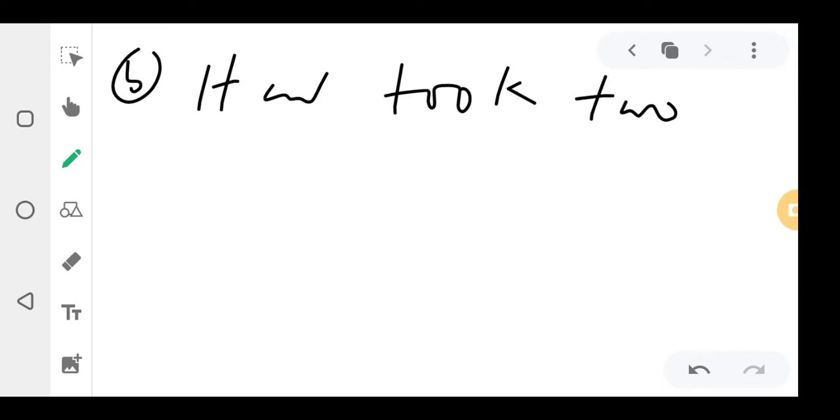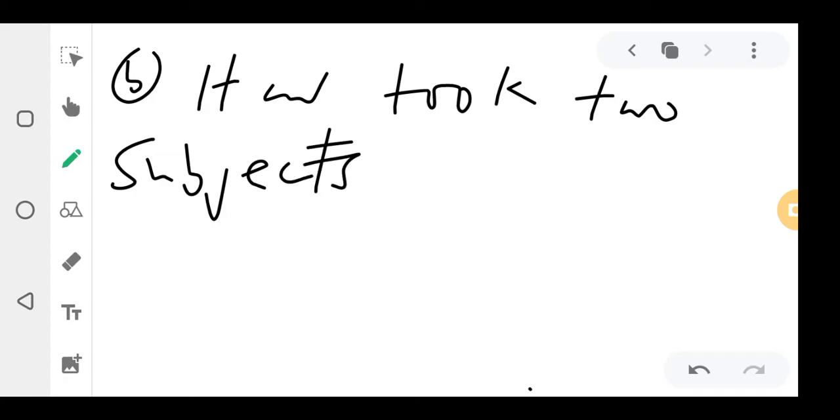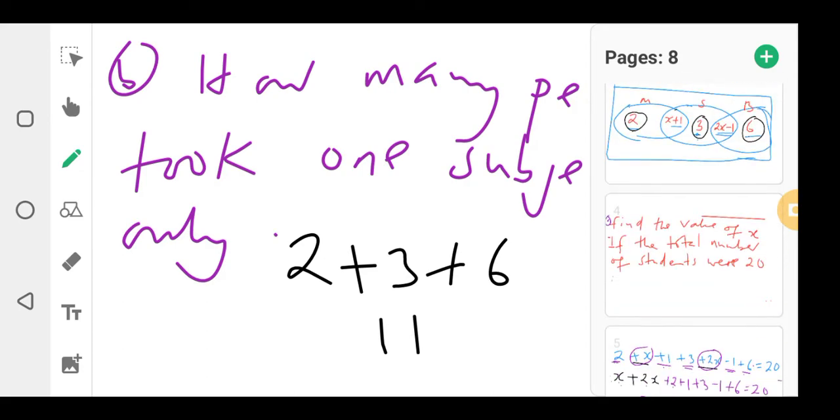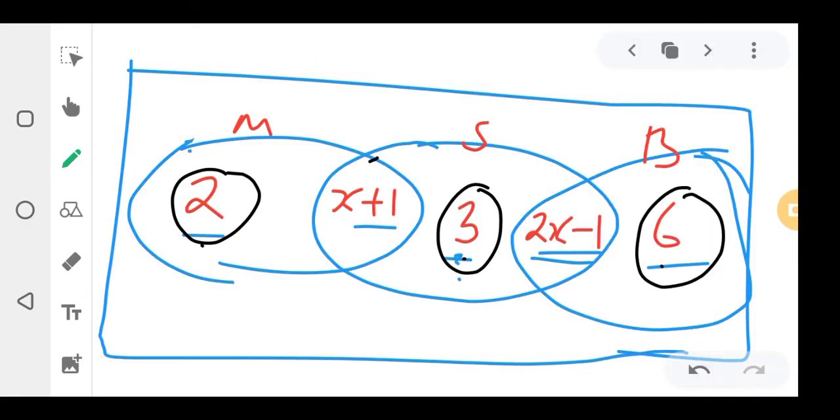Okay, how many took 2 subjects? It means there should be an intersection. It means they're carrying 2. You go to your diagram. The ones that took 2 subjects are which ones? How many took 2 subjects?